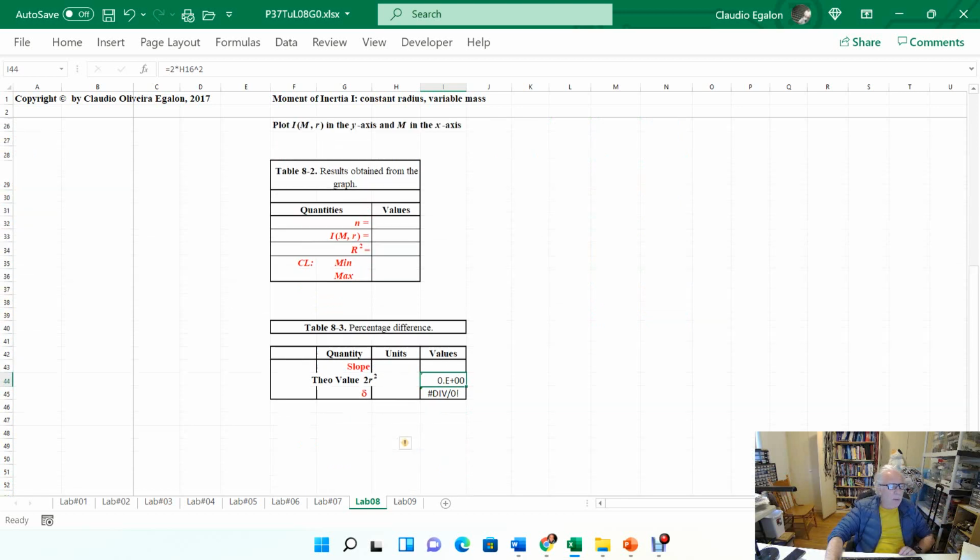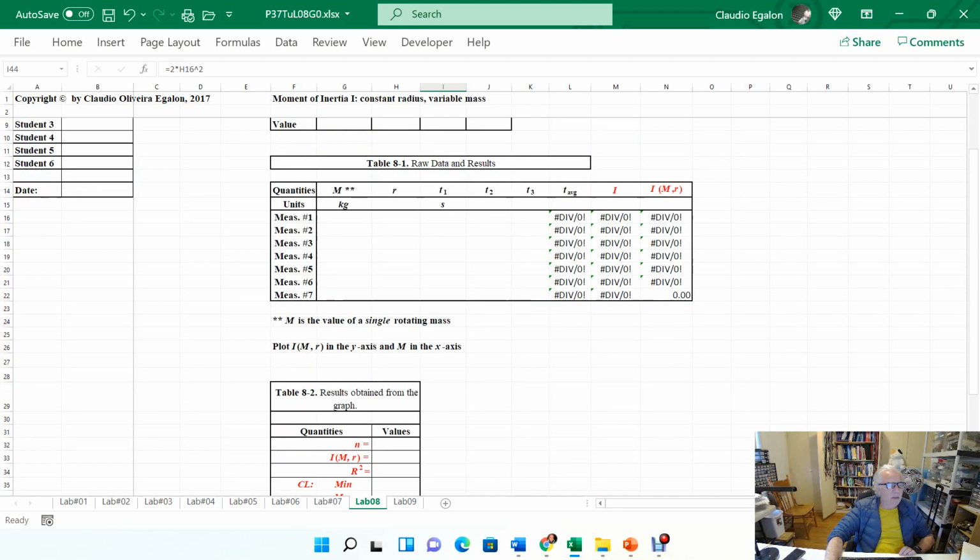So next time we are going to perform the same experiment, but instead of changing the masses, we are going to change the radius of rotation. Okay?